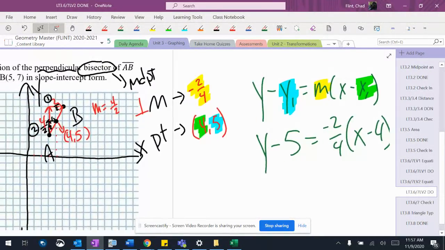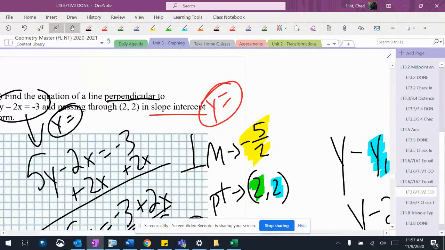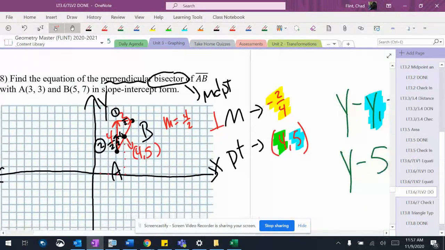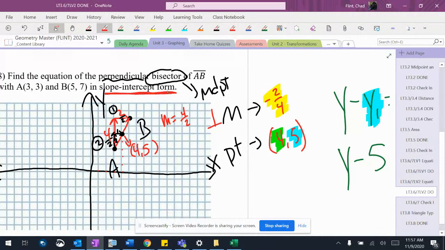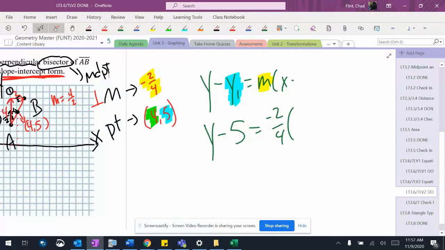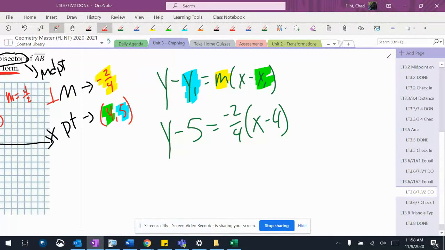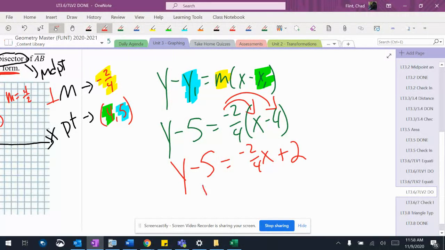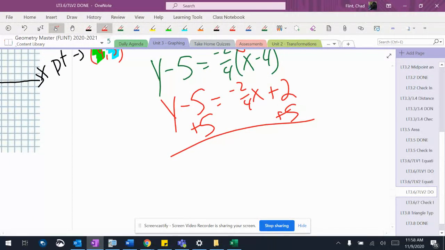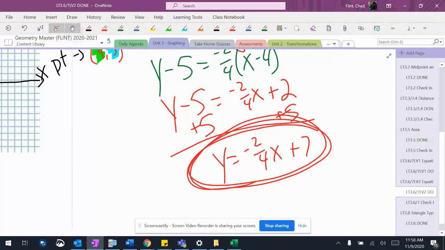It does say slope-intercept form. I do keep looking because I would absolutely get marked off for this if I was on a test or something, because I'm just not that careful. So I'm going to read it one more time when I'm done, and then I'm going to go, all right, I got to do this. Negative 2/4 x plus 2, that'll give me, add the 5, I should end up with y equals negative 2/4 x plus 7 in slope-intercept form.